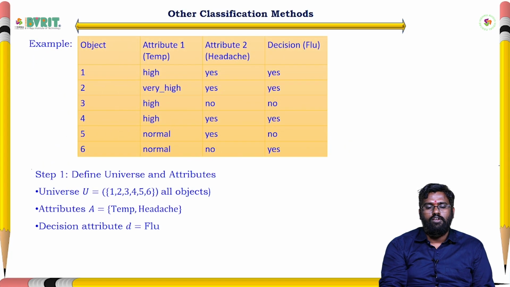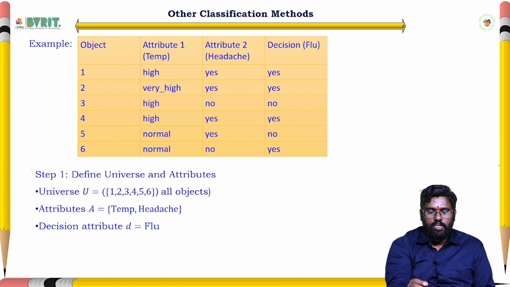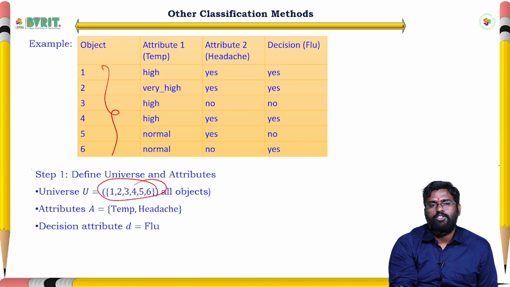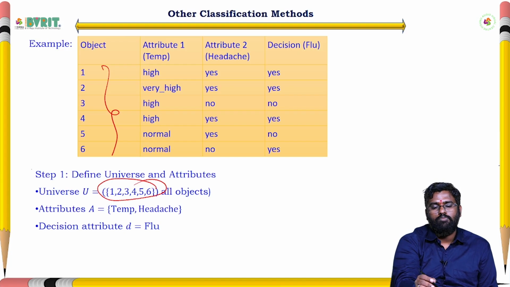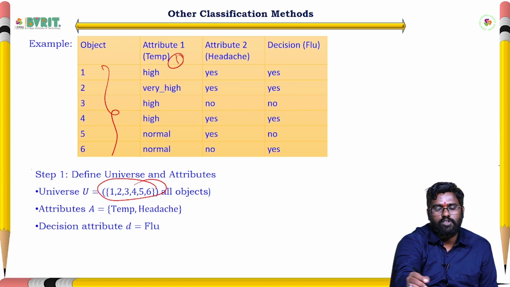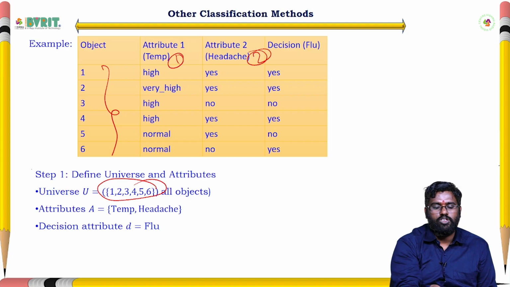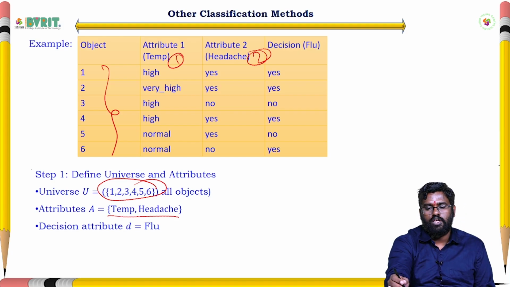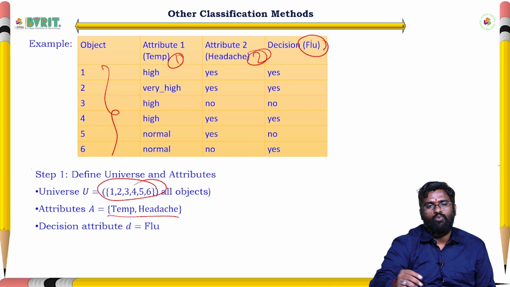Now, I will show you. So these are the steps I have taken. The first step means we have to write the universe of sets. So finally, we have a total of 6 objects taken as the universe. Attributes here we are taking: this is the first attribute and this is the second attribute, temperature and headache, those are your attributes. Decision is, they have given the status decision as flu.